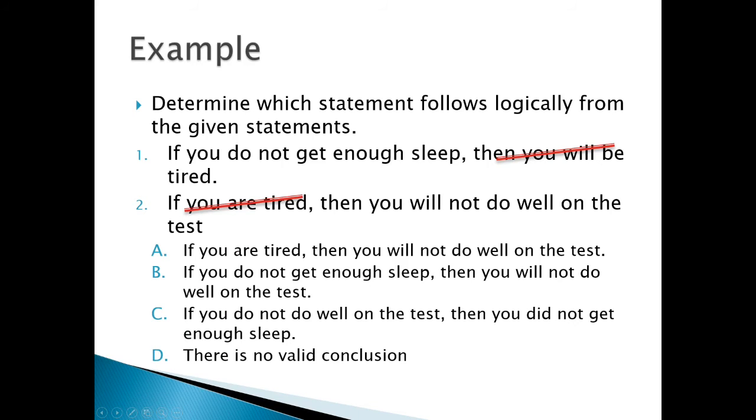And then if it becomes a multiple choice answer, we can see that it's not going to be A, because you are tired, should be canceled out. B matches what we just said. If you do not get enough sleep, then you will not do well on the test. C, if you do not do well on the test, then you do not get enough sleep. This is reversed. It's the converse, so it is not a logical conclusion. And there is no valid conclusion is not an option because we know that B is our correct answer.